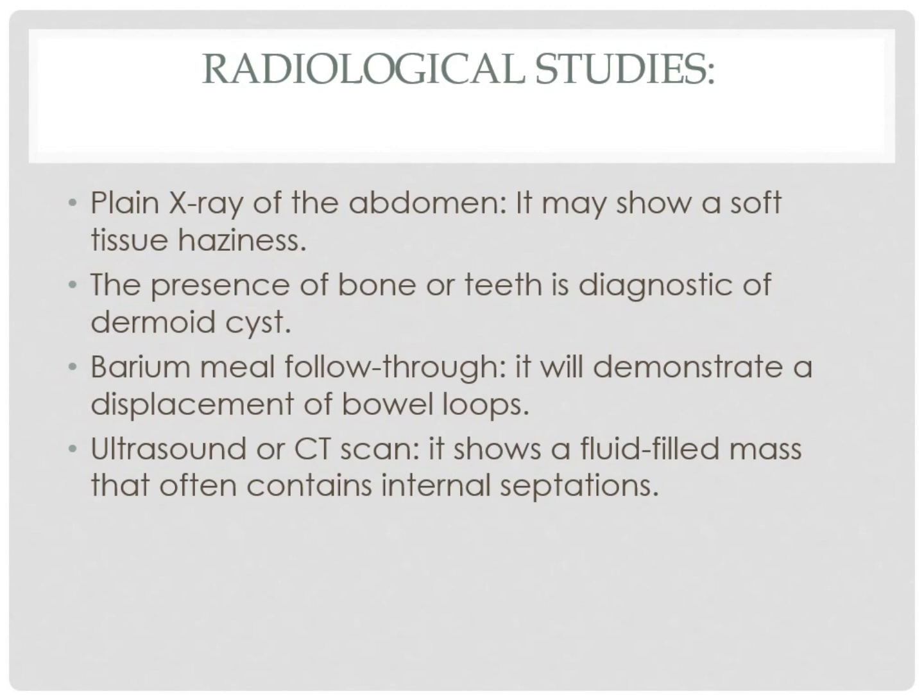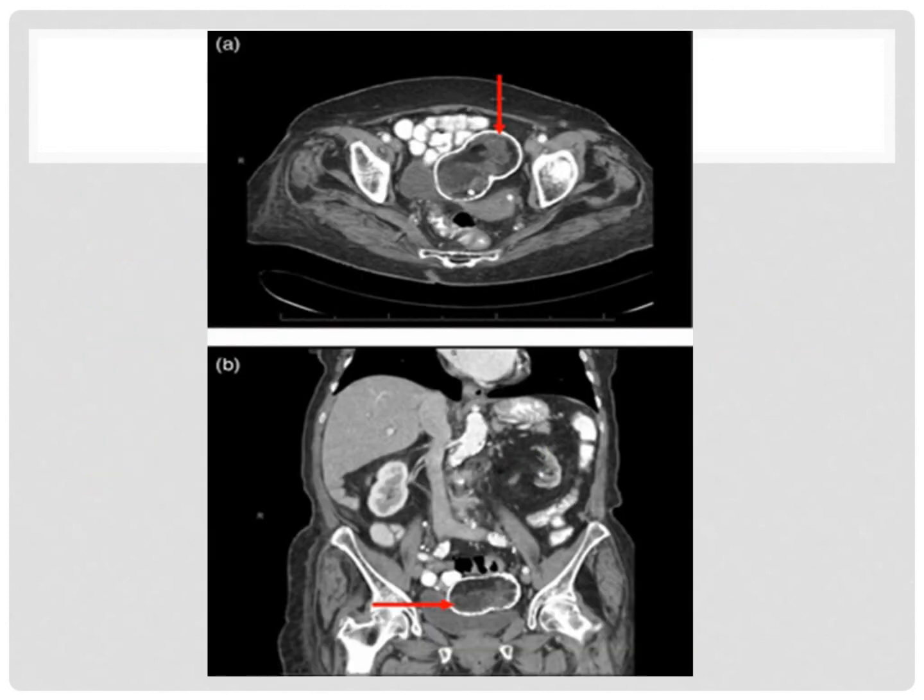Radiological studies, we have plain X-rays of the abdomen. It may show a soft tissue haziness, presence of bone or teeth in case of dermoid cysts. Barium follow-through will demonstrate a displacement of the bowel loops. Ultrasound or CT scan show a fluid-filled mass. This is CT. Showing what? Dermoids. This is a dermoid cyst.